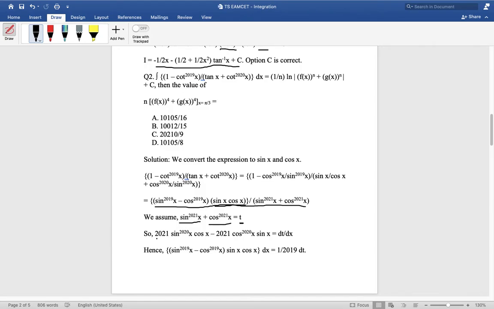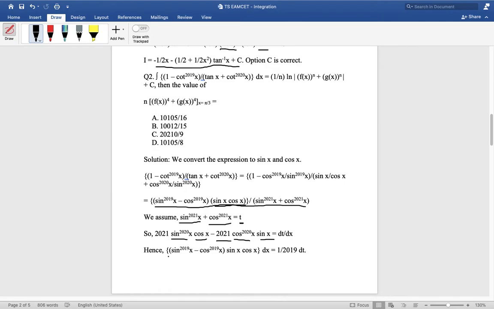Bring the power down, so 2021 here, decrease the power by 1, so this becomes sine 2020, and differential of sine, we know the differential of sine is what? Cos x. Now bring the power down, 2021 here, decrease the power by 1, 2021 becomes 2020 cos x, and differential of cos x. What is differential of cos x? We know that it's minus sin x, so minus sign comes over here. This is equal to dt by dx.